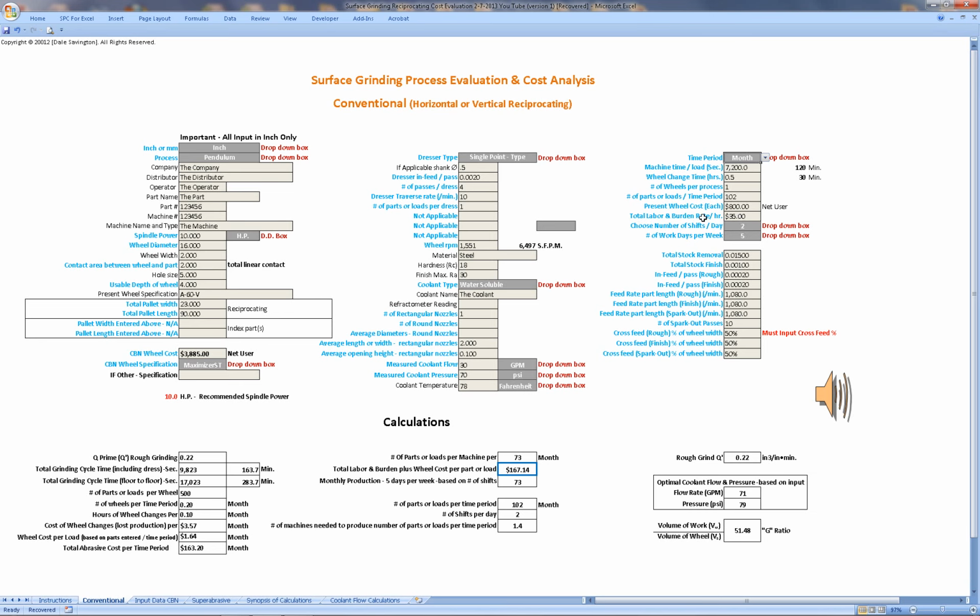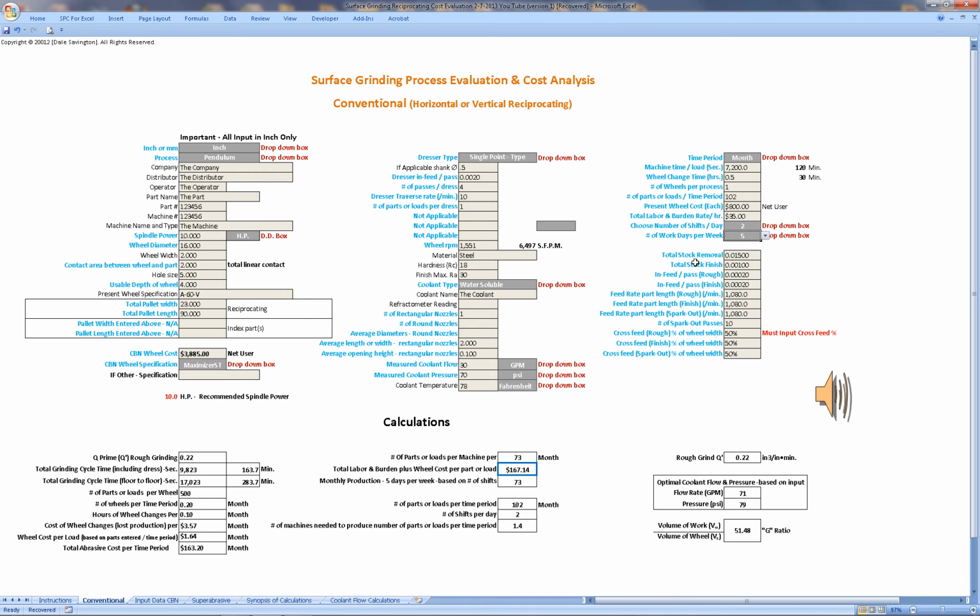Labor and burden rate, very critical, is showing up at $35 an hour. Now this can range from, I've seen it as low as $25 an hour to over $125 an hour. And that's important for us to understand the true cost of this process. We have a choice now of the number of shifts, and that could be a half a day, 1 shift, 2 shifts, or 3 shifts. We're using 2 shifts. We have 2 choices of a 5-day work week or a 7-day work week. We're picking 5. Again, very critical for our calculations.